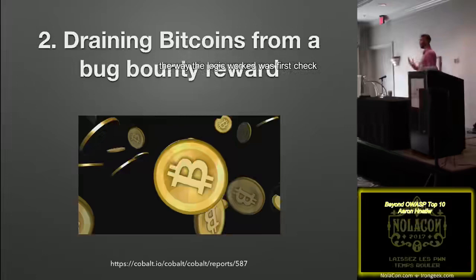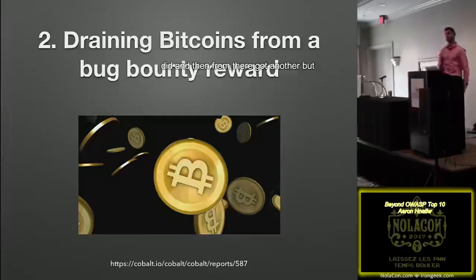So the way the logic worked was, first, check if the URL is valid. Second, if the URL has not been used yet, then send the money to that endpoint, to that researcher. And third, mark that URL as invalid. But if you get to steps 1 and 2 hundreds or many, many times before it actually hits step 3 and marks it invalid, you've then been able to withdraw a whole bunch more Bitcoin than you were supposed to have gotten. So this is what he did, and then from there got another bug bounty reward because they reported it.